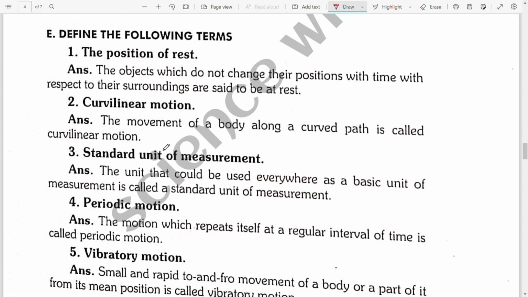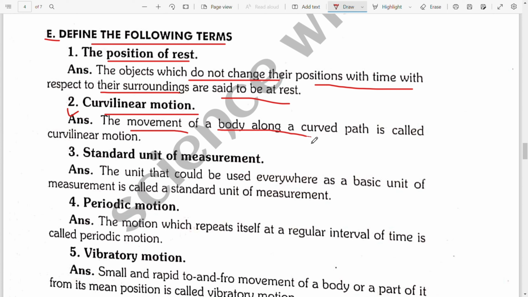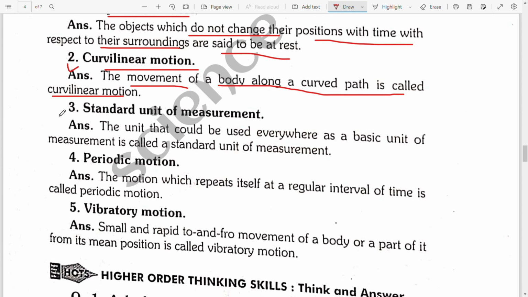Moving to the E question, that is, define the following terms. First is position of rest. Answer: the objects which do not change their position with time relative to their surroundings are said to be at rest. Second, curvilinear motion. The movement of a body along a curved path is called curvilinear motion.